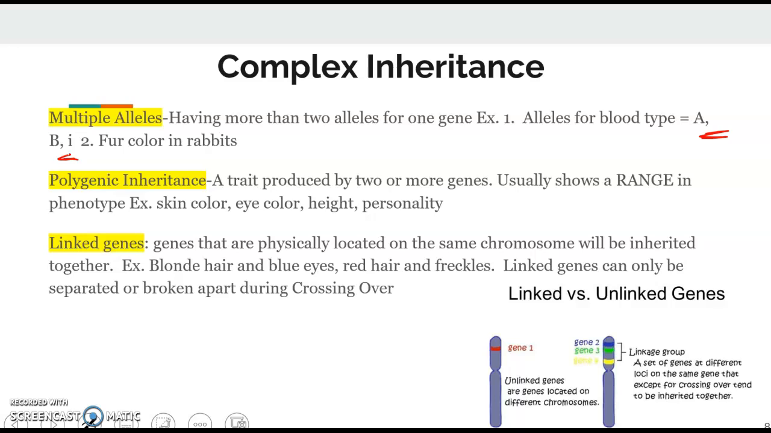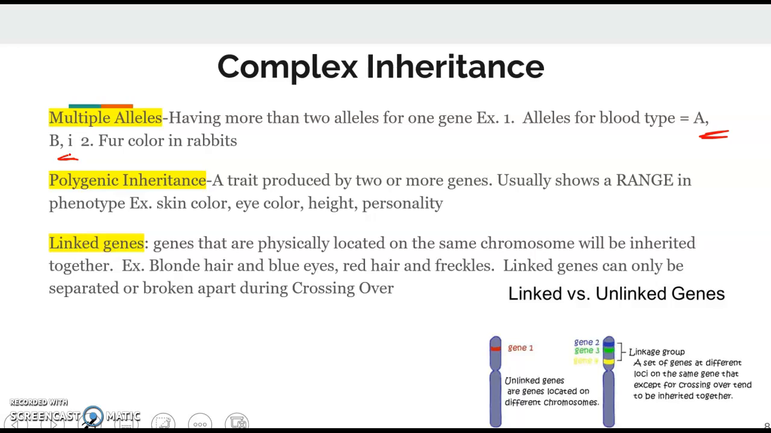Polygenic inheritance is when a trait is produced by 2 or more genes. So they usually show a range in phenotype. For example, skin color, height, weight, and all of those things. The difference between polygenic and multiple alleles is that for multiple alleles, you'll have one pair of alleles, but for polygenic, you will have more than one gene taking care of that trait, if that makes sense.